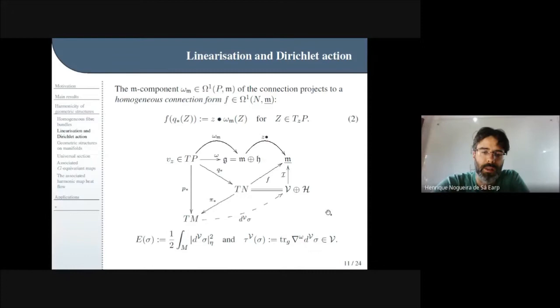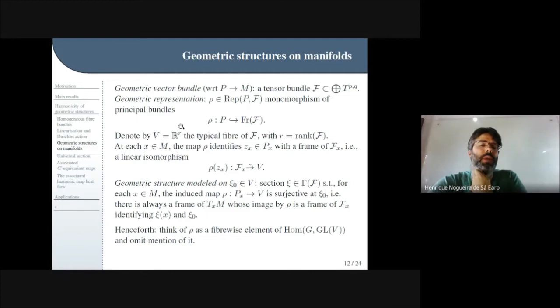So indeed, the Dirichlet energy measures the vertical torsion of sigma. Now, we're using some maybe presumptuous vocabulary, but it's just fair to be precise. So I'm going to call a geometric vector bundle with respect to the frame bundle of a manifold a subset of the total tensor bundle. In my opinion it doesn't have to be necessarily a tensor bundle, but let's assume it is.